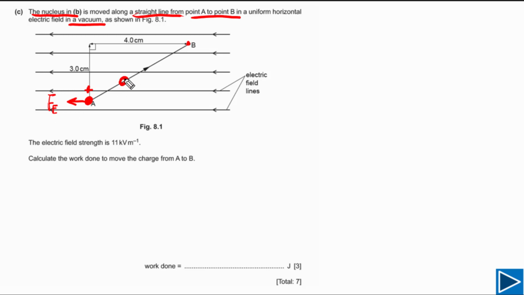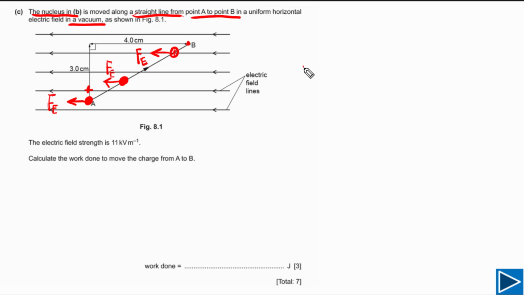Let's say when the nucleus is at this point, the electric force on the nucleus will be Fe, and its direction is to the left. Because this is a uniform electric field, the magnitude of force is the same. At this other point, the direction is again to the left and the magnitude is the same. So the force is constant and always directed to the left.